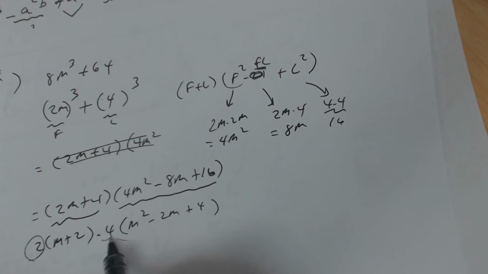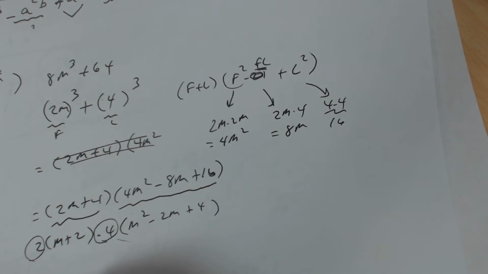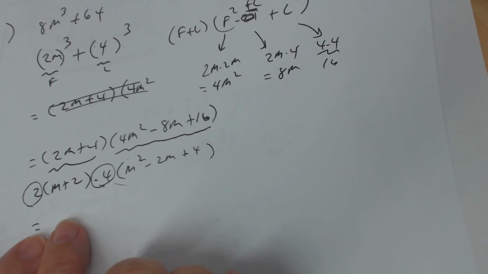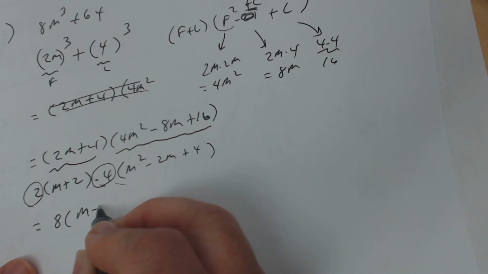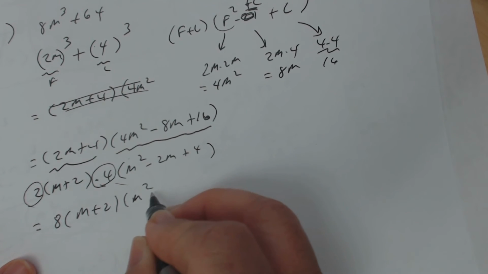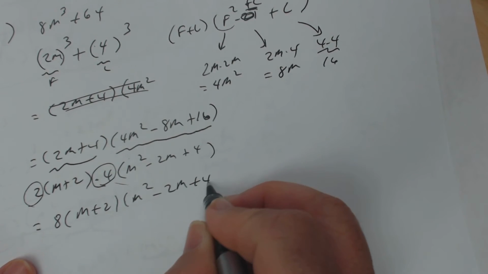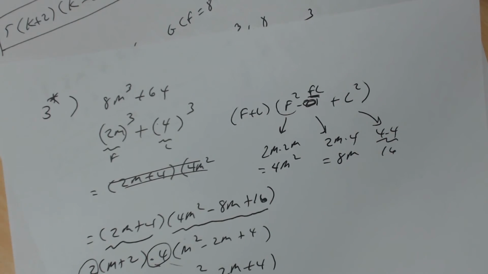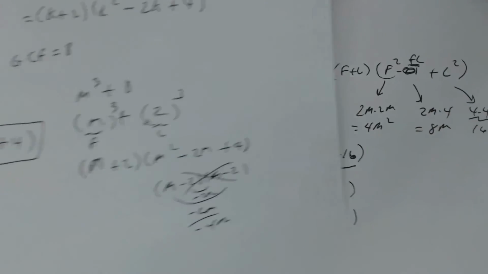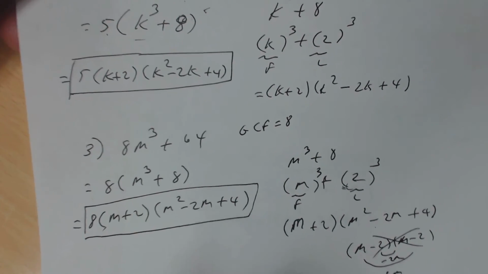And so now you take these two monomials and you multiply them together. So you got to multiply them because that's the way we want it. That's the way mathematically you want it written. You want to take those monomials and multiply them. So that's 8 times m plus 2 times m squared minus 2m plus 4, which is the answer we had gotten right here. Okay, so number 3 right here.